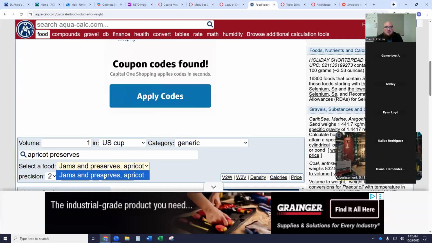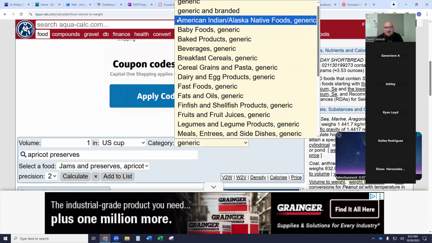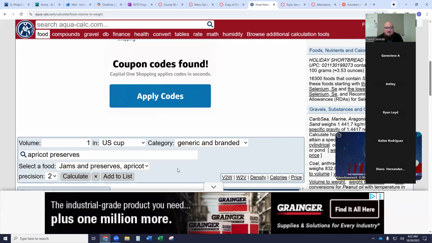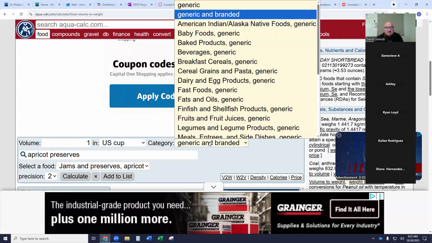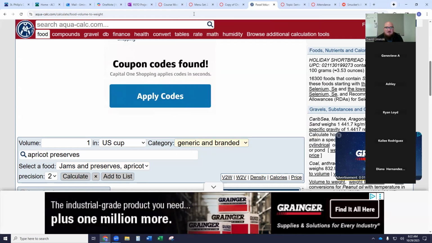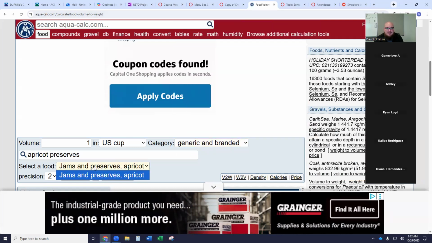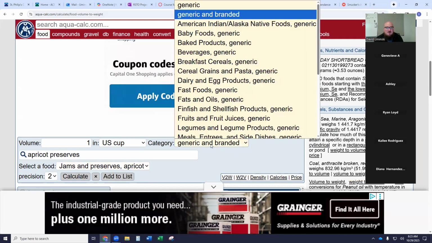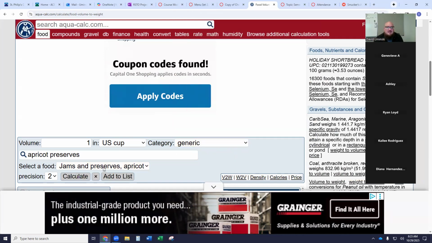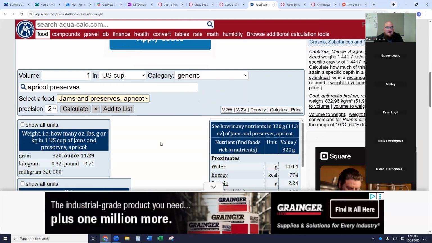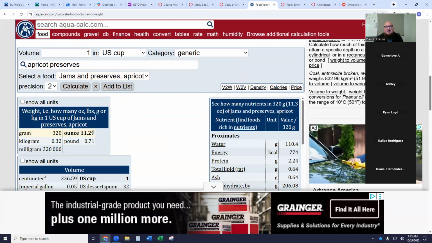Okay, so good comment, Ryan. You might have it set to generic and branded from a previous one, because when I put apricot preserves, I just get the one option. Oh, you know what? It was generic and branded from a previous one. So yeah, that sometimes will happen. But 11.29 ounces is correct for the weight.